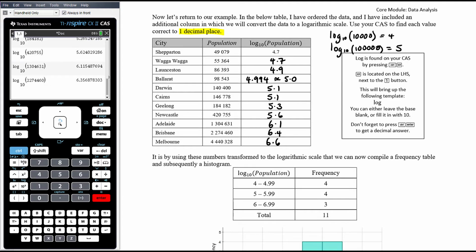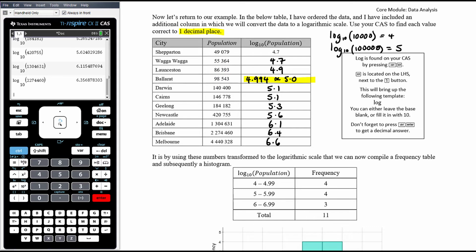Okay, so I filled in all the data. You'll notice here I made a little note because when you calculate log base 10 of 98,543, it's 4.994. Now this question specified that we should round everything to one decimal place. So to one decimal place that rounds to 5, but I just wanted to note to be a bit careful about that because 10 to the power of 5 is 100,000 and this value is actually less than 100,000.